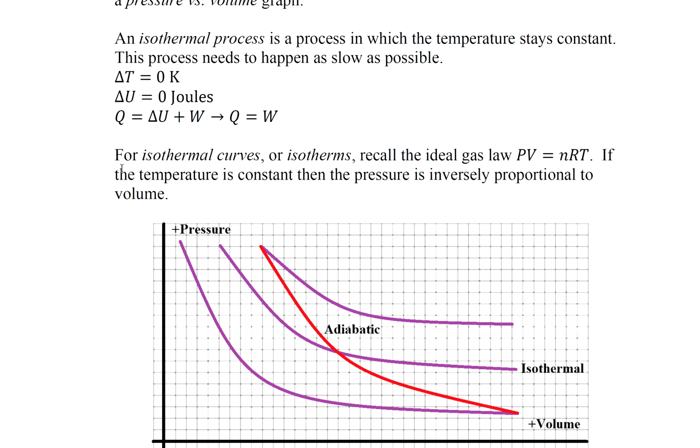So remember PV equals nRT. So if the right-hand side nRT is constant, then if P gets bigger, V gets smaller. So these 3 purple lines are isotherms, because as P gets bigger, V gets smaller.